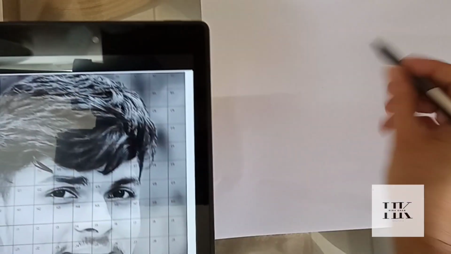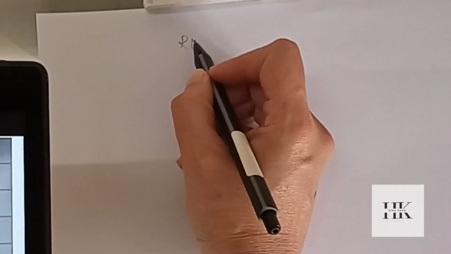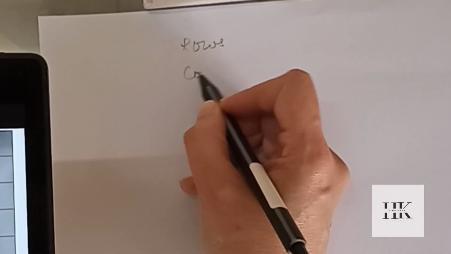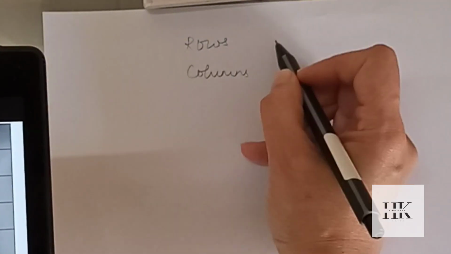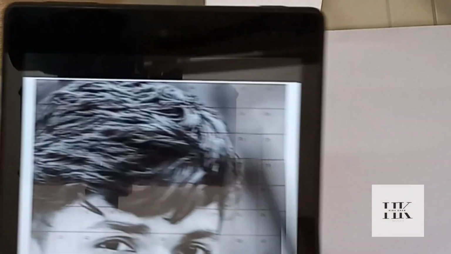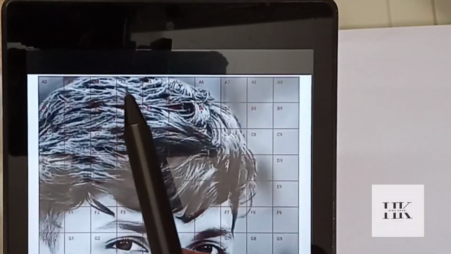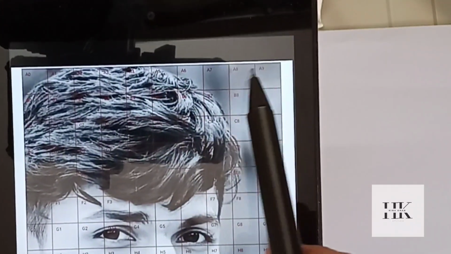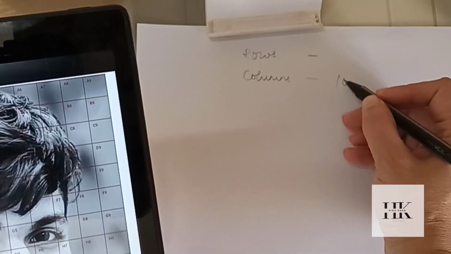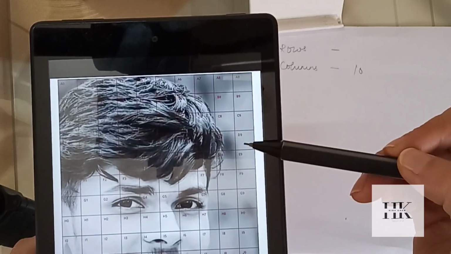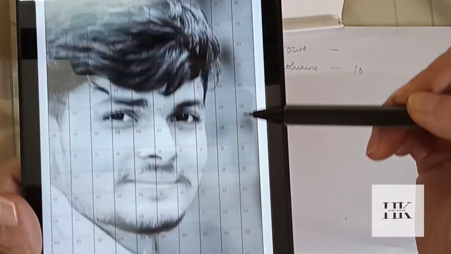This video is all about how to get the grid on the paper. We have already got the grid with the help of grid maker on our picture. Now I'm just seeing how many rows are there. On counting the number of rows and the columns, I got the number. There are 10 columns and there are around 15 rows.